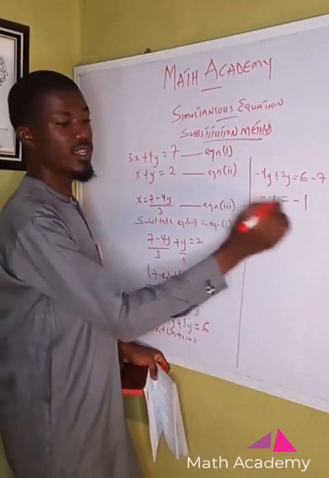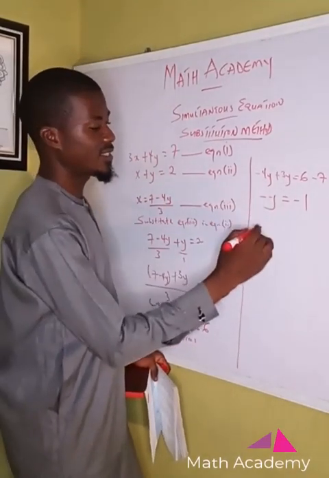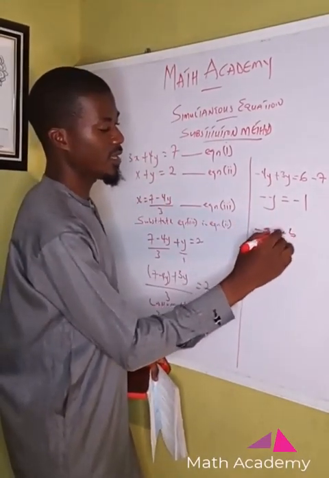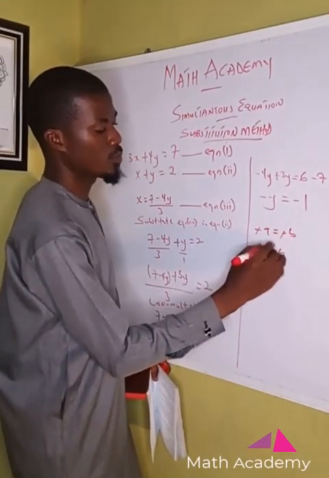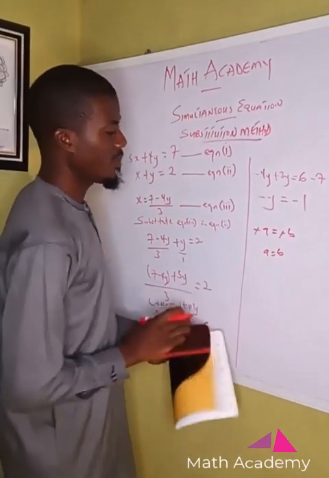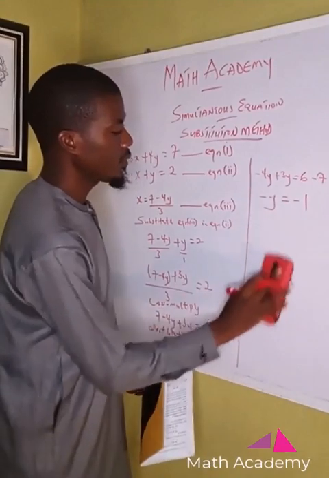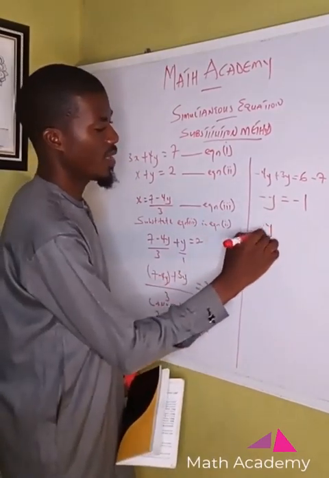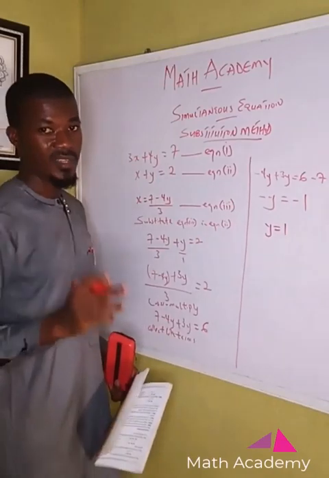Now remember that idea that if minus a equals minus b, then the minus cancels the minus, then a equals b. So we can apply the same thing here by saying this minus cancels this minus, then y equals 1. That's how we arrive at 1.